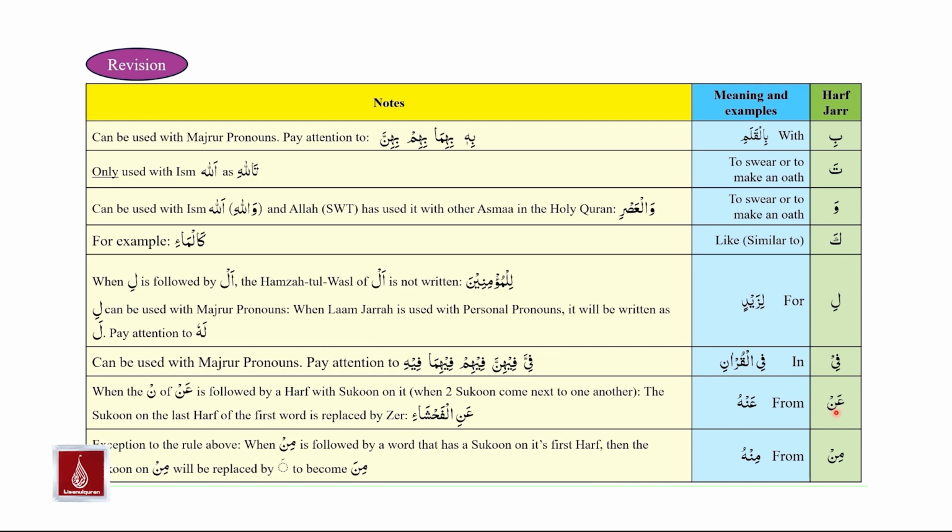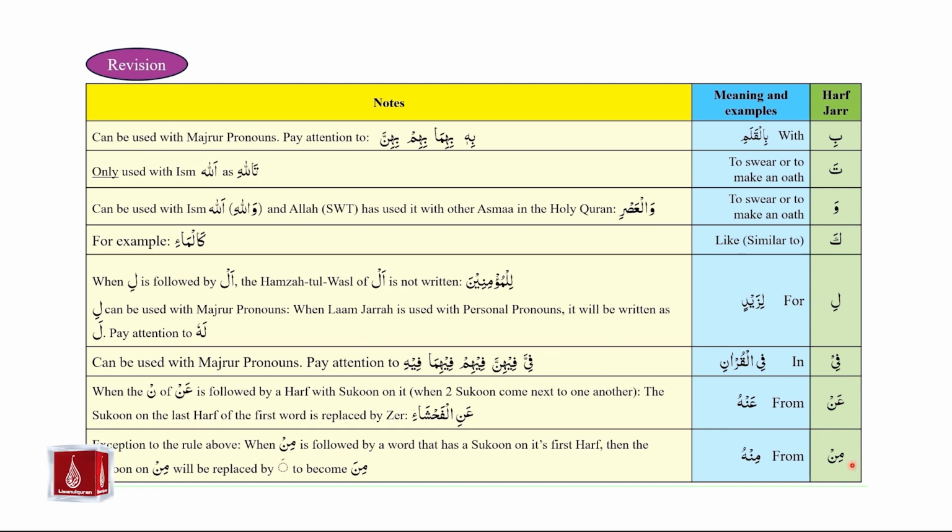An means from. For example, anhu. Please note that when the noon sakin of an is followed by a harf with sukoon on it, that is, when two sukoon come next to one another, the sukoon on the last harf of the first word is replaced by zair. And we studied the example of anil fahsha'i.